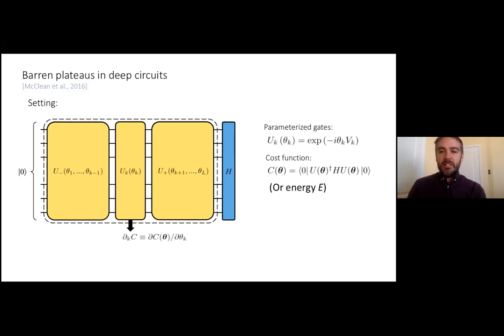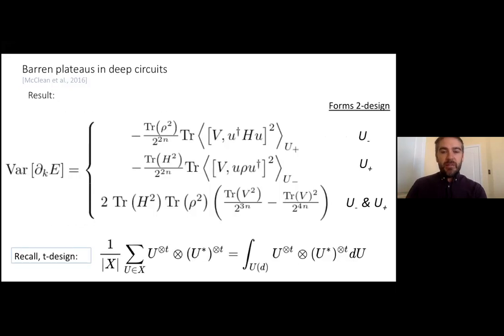And then they wanted to understand the partial derivative with respect to theta sub k and how that scales with the problem size. They computed the variance of that partial derivative, and they got this formula for 3 different scenarios. One scenario is whenever the unitary to the left, U minus, forms what's called a 2-design. The other scenario is when the unitary to the right forms a 2-design. And the final scenario is whenever both form a 2-design. And so just to remind you, what is a 2-design?